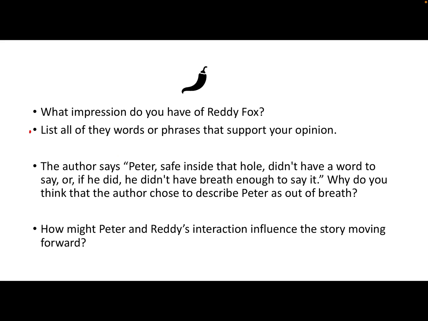So the author says, Peter, safe inside that hole. Why do you think that the author chose to describe Peter as out of breath? Think about a time that you were out of breath. Think about what's happening. He's being chased by a fox. He's a rabbit. He doesn't want to get eaten. He's probably incredibly scared. What happens when you get scared? You lose your breath. So instead of saying Peter was really scared, he said he was out of breath. He can't really think properly, because he might have been rushing, because he was in danger. So that's why he's trying to imply that Peter is scared or in danger, and he might also be implying that he's sort of acting out of impulse without thinking.